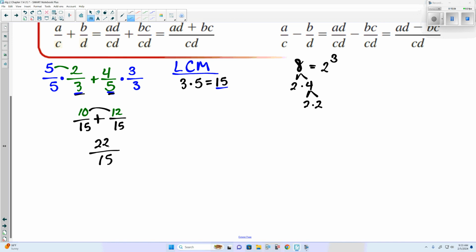22 and 15. Well, 15 is only divisible by 1, 3, 5, and 15. 22 is not divisible by 5 because it doesn't end in a 5 or 0. We can check 3. Well, 2 plus 2 is 4. 4 is not divisible by 3. So that's as simplified as it gets. Questions on this here? Now, as I said, the least common multiple is what we aim for.